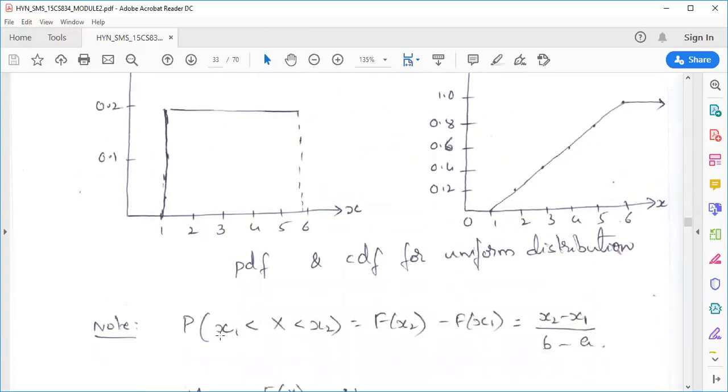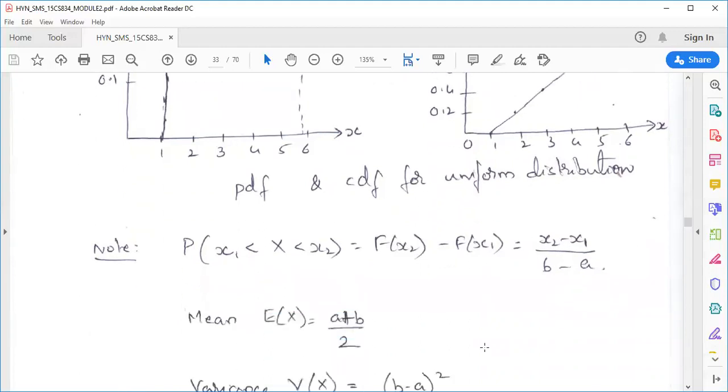Whenever we have two outcomes for our random variable, the formula is given by probability of x1 is less than capital X is less than x2, which is equal to F of x2 minus F of x1, which is equal to x2 minus x1 divided by b minus a. You have to remember this formula: F of x2 minus F of x1 is equal to x2 minus x1 divided by b minus a.